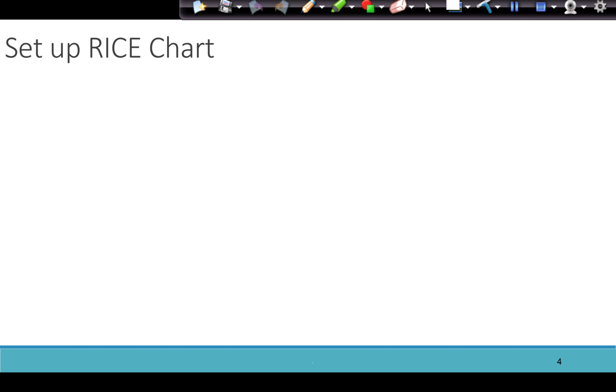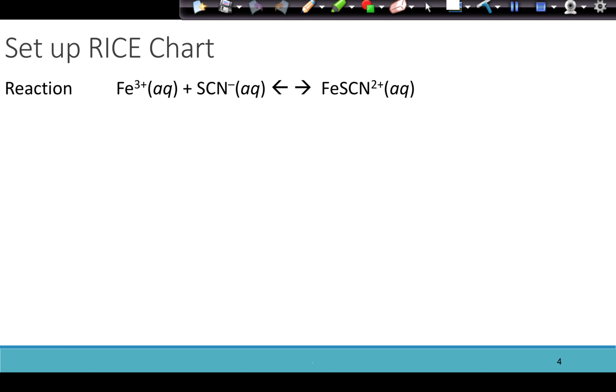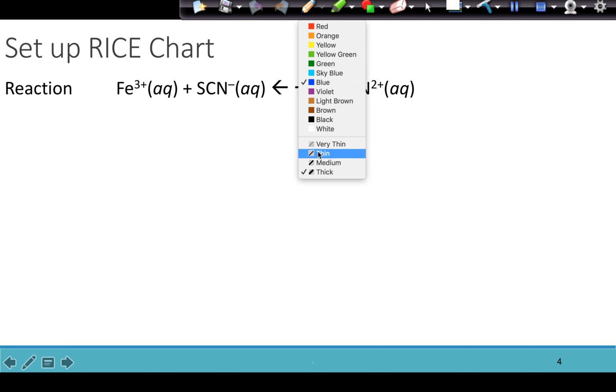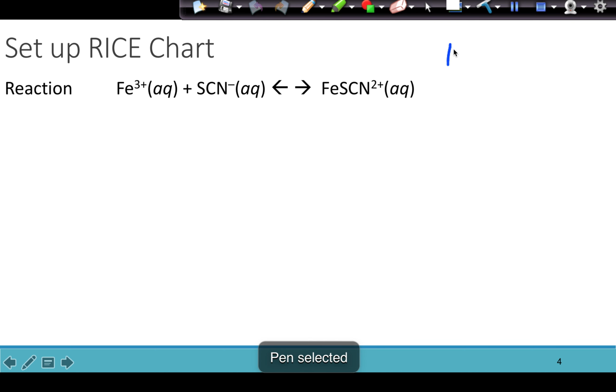So for the first step, what we're going to do is set up a RICE chart and write the K expression. So when I look at this reaction, remember that the K expression is going to be comprised of the products over the reactants raised to the power of the coefficients.